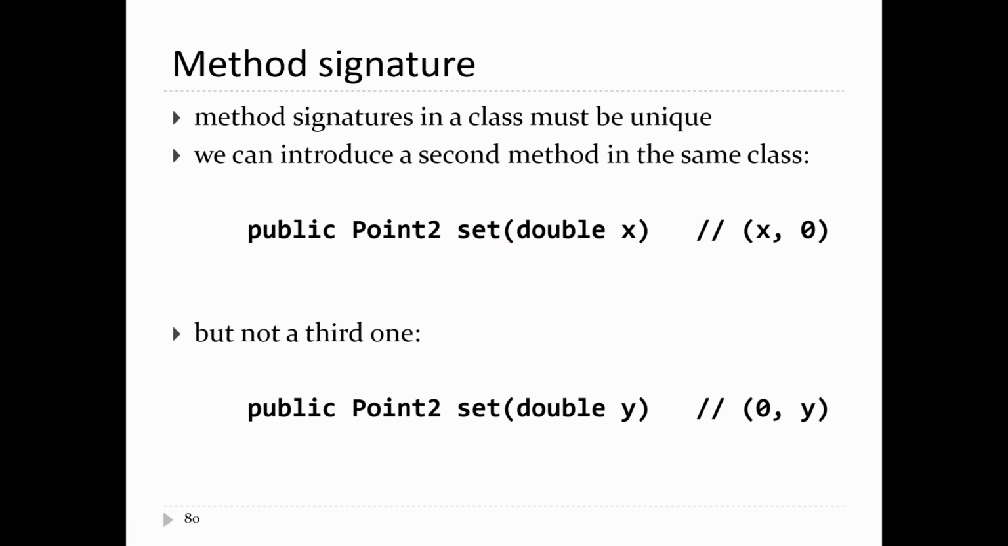So I can't add the method set(double y). The parameter names don't matter. It's only the types that matter. So multiple methods in the same class can have the same name, but the parameter lists must be different.